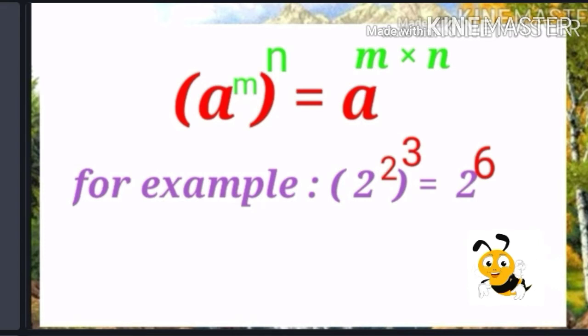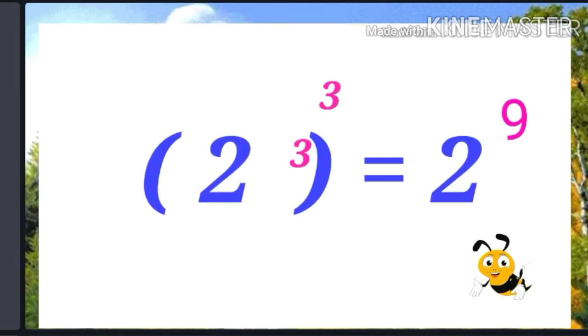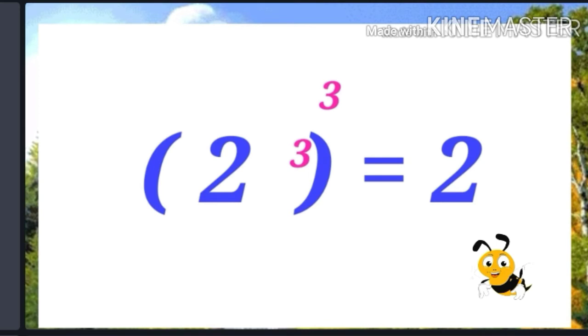Let us look at one more example. What do you say to (2 raised to power 3) raised to power 3? How do you solve this? You write this as 2 raised to power 9. 3 into 3 is 9. Here there is 1 base and there are 2 powers, so we multiply the powers.